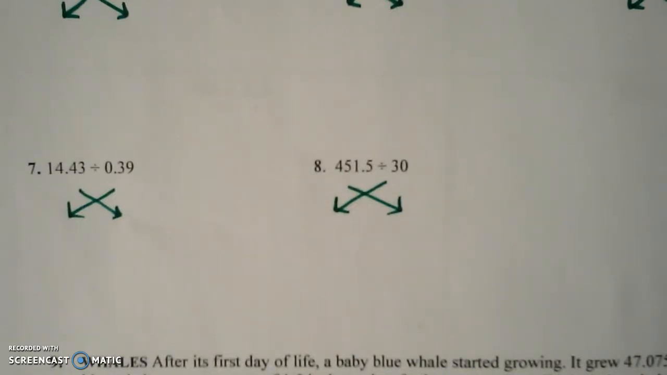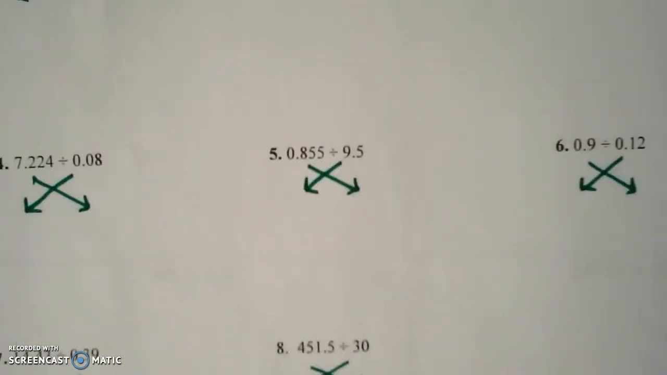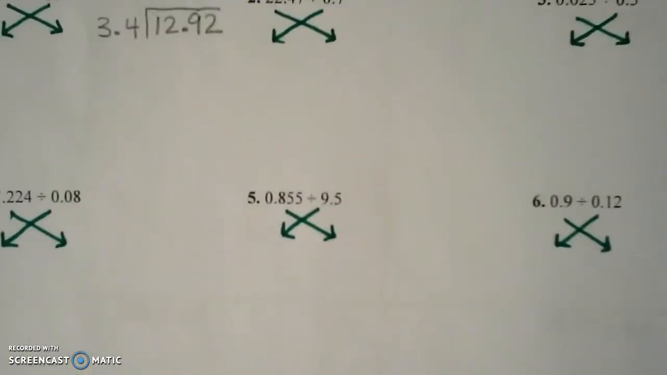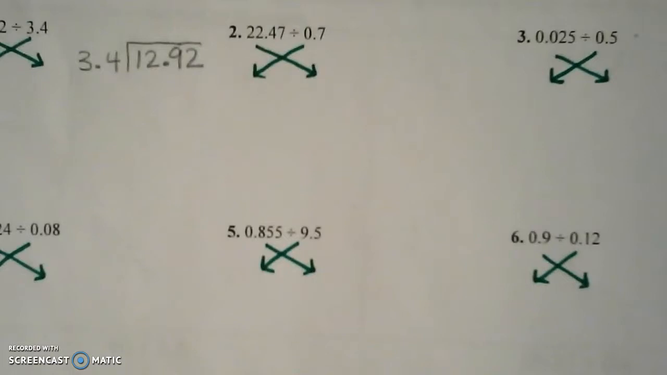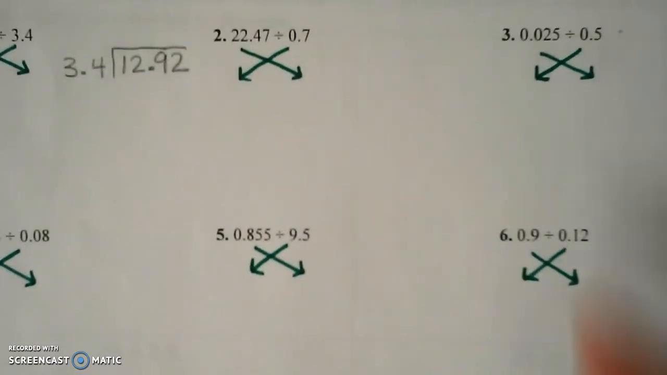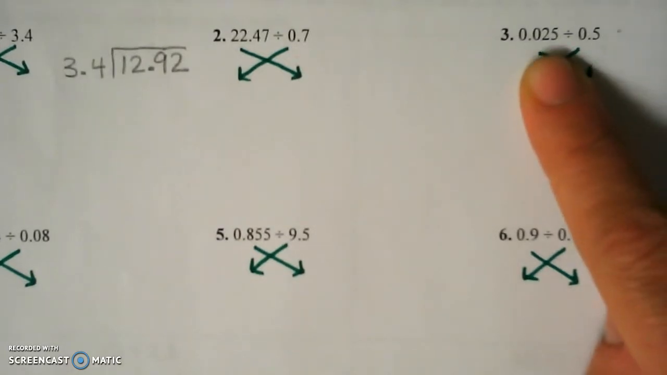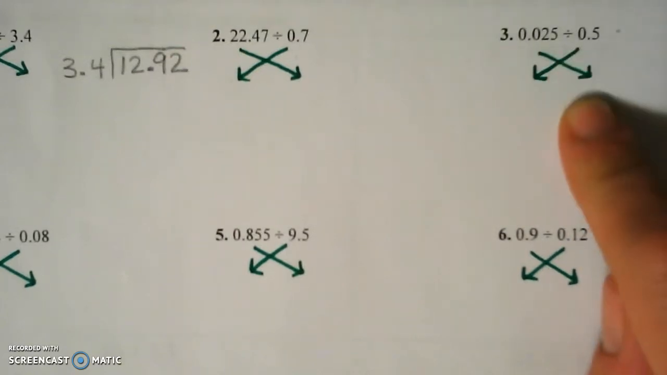So let's start by taking a look. Now I don't think I'm going to start with number 1. In fact, I'm not. I am going to start here by dividing with number 3. And this question says, what is 25 thousandths, or 0.025, divided by 0.5?